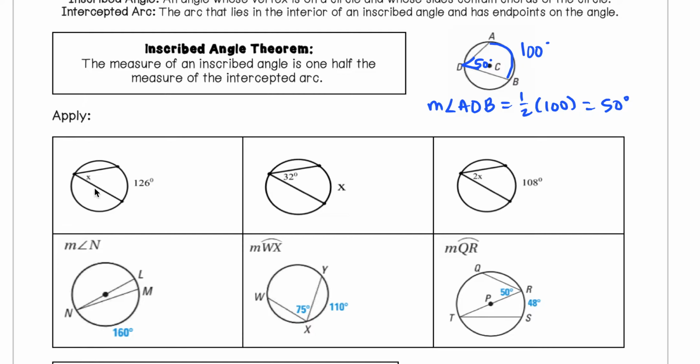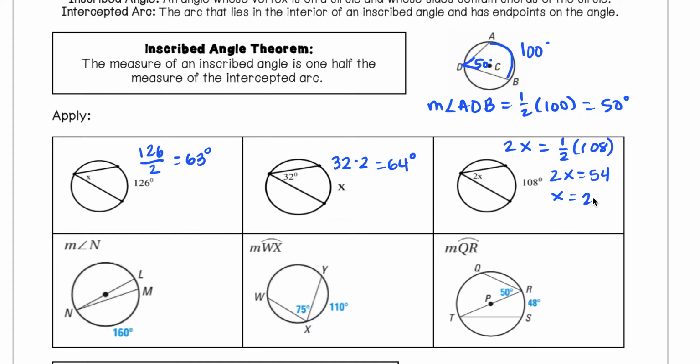First up, we are looking at this inscribed angle x, and we're given that the intercepted arc is 126. So to solve for x, we're just going to divide by 2, so we get an answer of 63 degrees there. Next up, we are told that the inscribed angle is 32 degrees, so the arc must be twice that, so we're going to multiply by 2 and get an answer of x is 64 degrees. Here, this angle 2x should be equal to 1/2 of 108, that intercepted arc. So our equation becomes 2x equals 54. We would divide each side by 2, and x would equal 27.